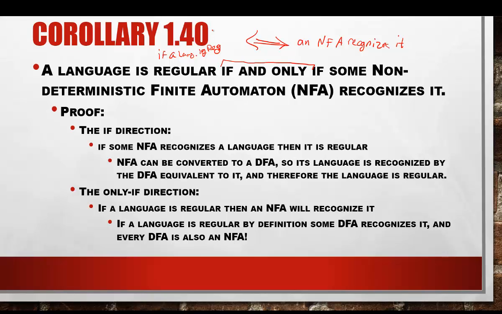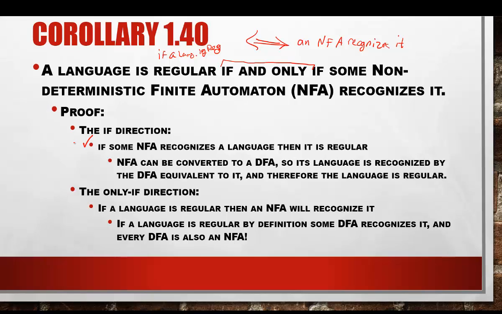So the if direction. The if direction says that if some NFA recognizes a language, then that language is regular. From the theorem we proved earlier, we know that an NFA can be converted into a DFA, and so if an NFA recognizes a language, then the DFA that will be constructed from it is going to recognize that language as a result of the theorem that we saw earlier, and by definition then that language must be regular. So that proves the forward direction.